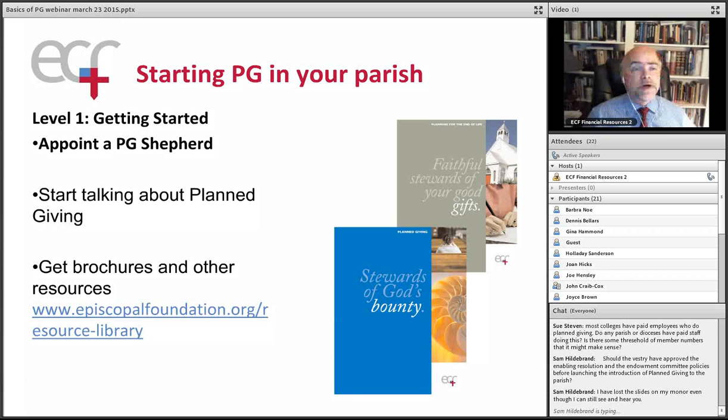One of the easiest ways to get quickly started on this, after you've appointed your planned giving shepherd, and whether or not you buy Planned Giving on Demand, it doesn't matter, is just to have someone who's focused in on planned giving. That is a key factor. That individual can get booklets and brochures from the Episcopal Church Foundation, from our website. It's all available for them at any time.